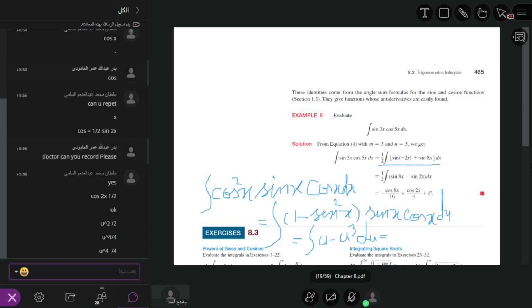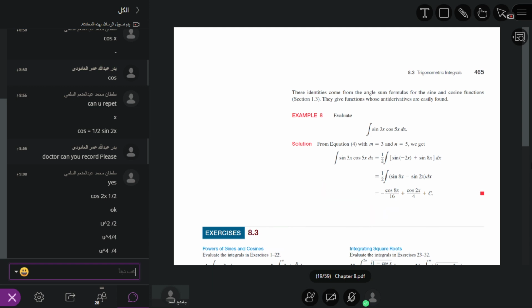Now, what is u? U is equal to sine. Yes, u power 4 divided by 4. So thus we get sine power 2 divided by 2 minus sine power 4 divided by 4 plus constant. This is the solution. After that, we have to solve question number 25.